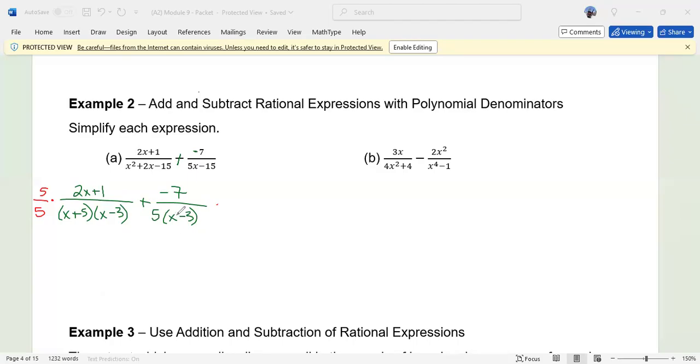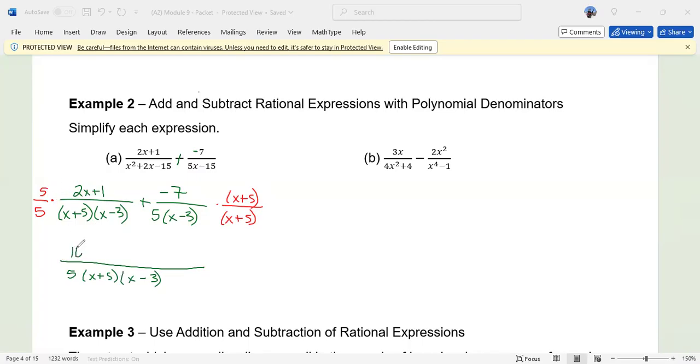Over on our right rational expression, we have a 5 and an x minus 3. We do not have an x plus 5, so we're going to want to multiply that by both our numerator and our denominator. And let's go ahead and simplify. Now we know that everything in the denominator will be 5, x plus 5, x minus 3. It's going to be the same for both our left and our right, so the denominator can stay like that. And let's go ahead and distribute what we have here.